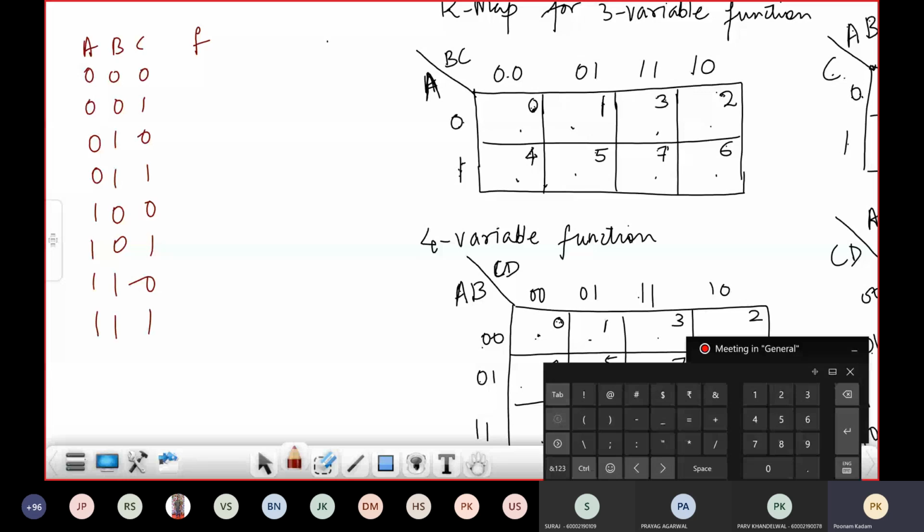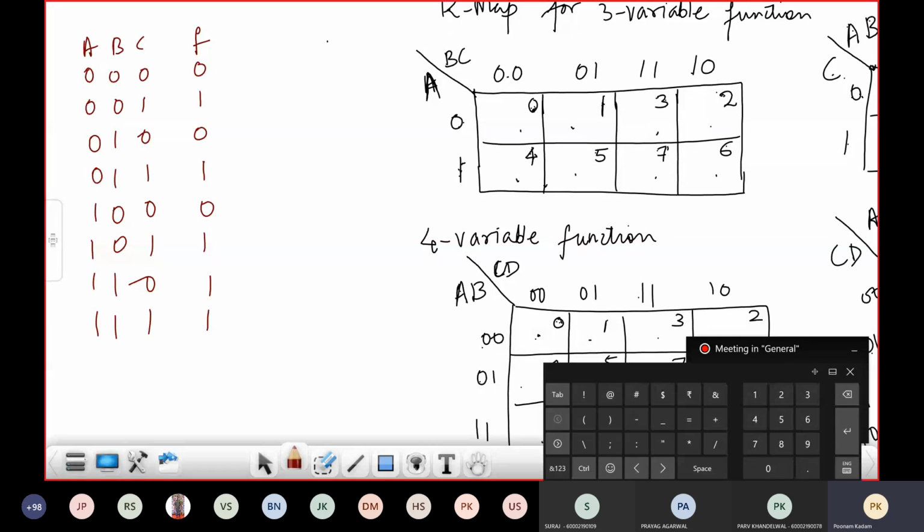And let's say the output is something like this: 0, 1, 0, 1, 0, 1, 1, 1. Let's say this is the output of this function. Let's say a function is defined with this truth table. Now the K-map corresponding to this truth table will have this structure.